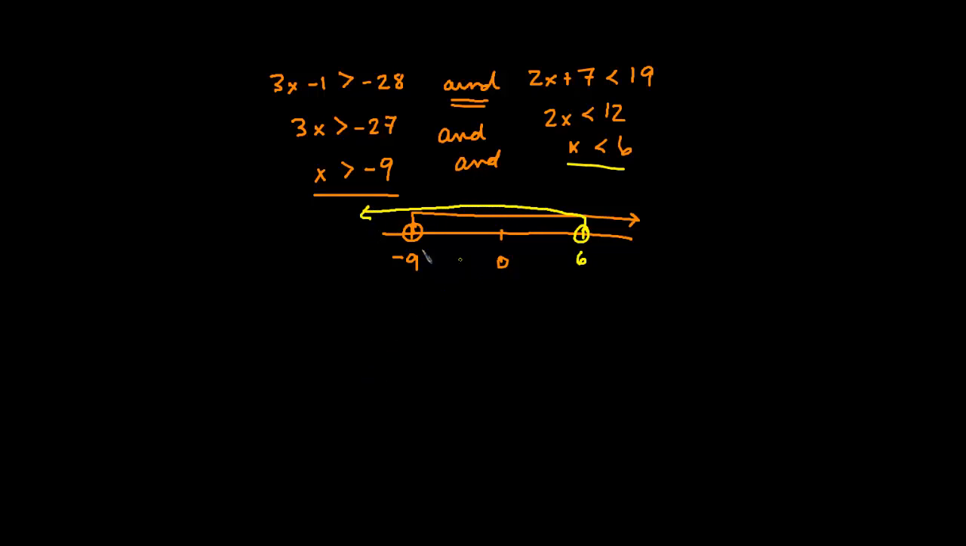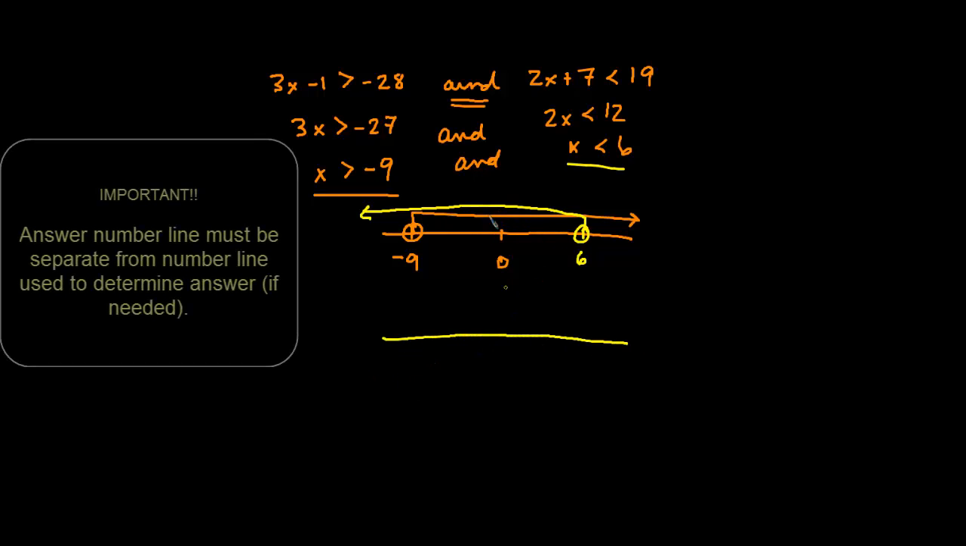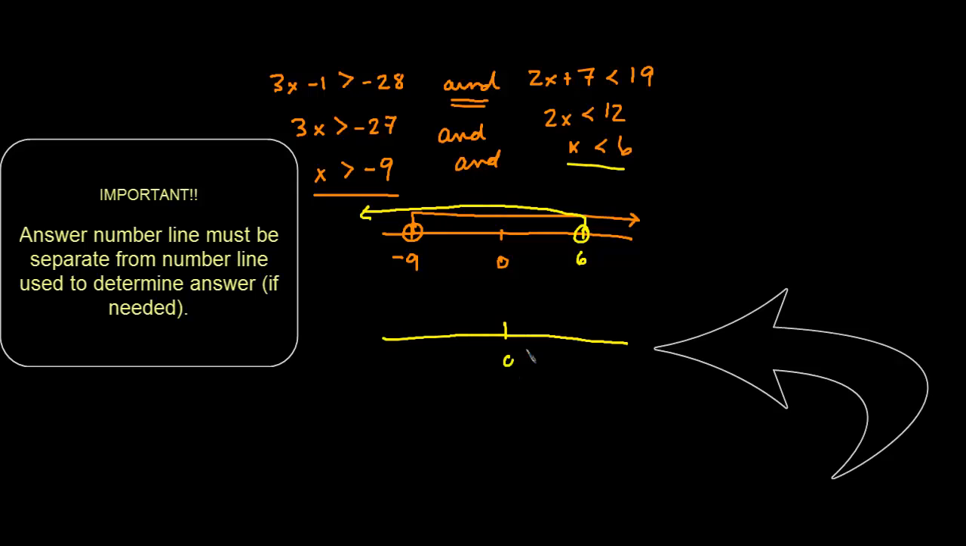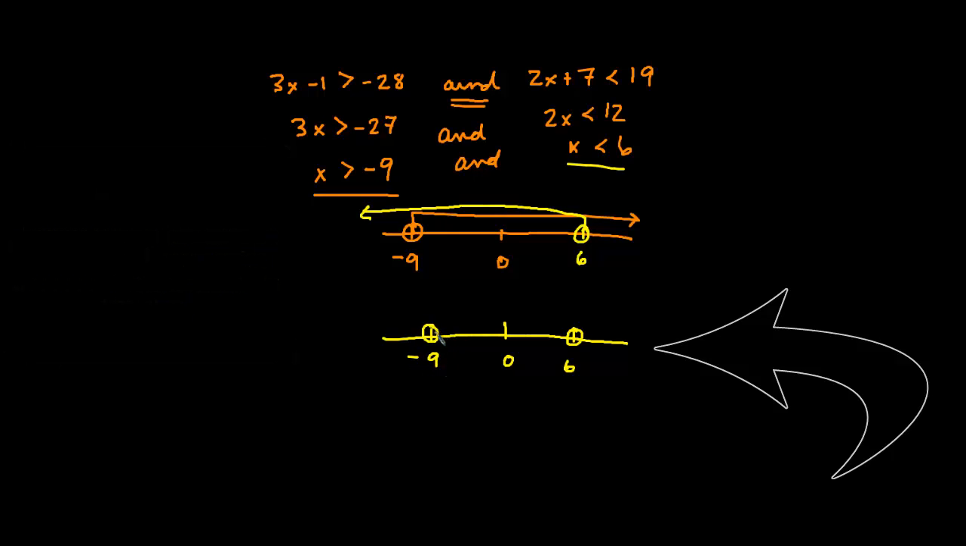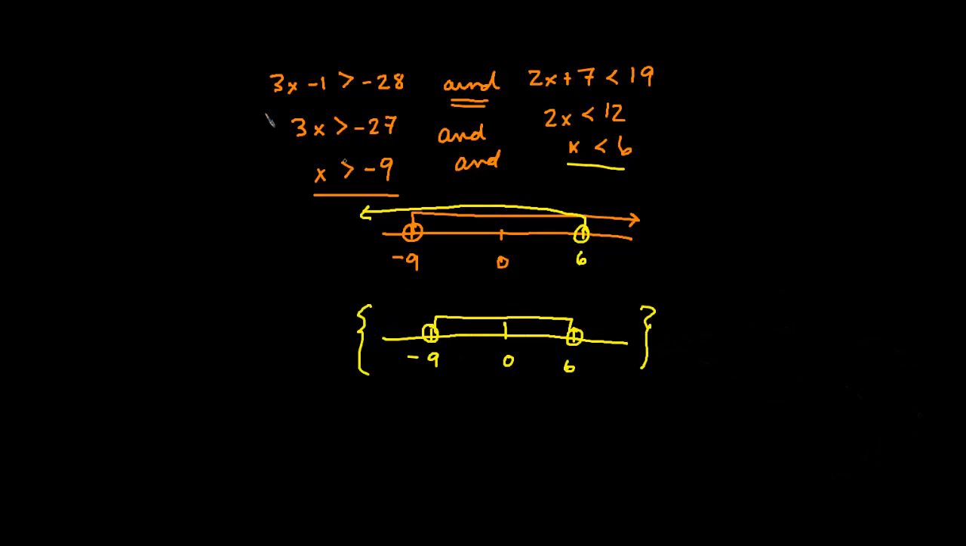So where do the lines overlap or intersect? Right in here. So my answer, and again, I want your answer to be separate. Then you may use this to kind of help you see what the answer is, but I want your answer to be shown separately. So I'm going to put 0 here. I'm going to put 6 here with an open circle. I'm going to put negative 9 here with an open circle, and it's the numbers in between. And so this would be the graphical representation of my answer to this inequality.